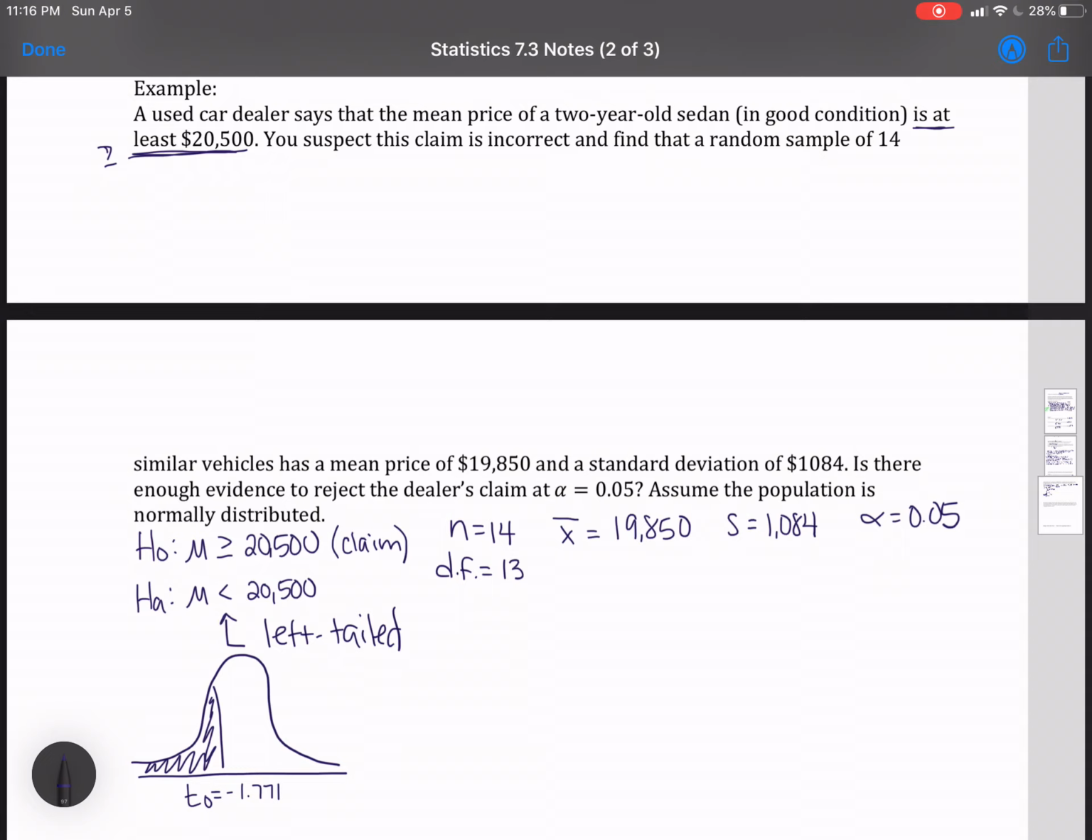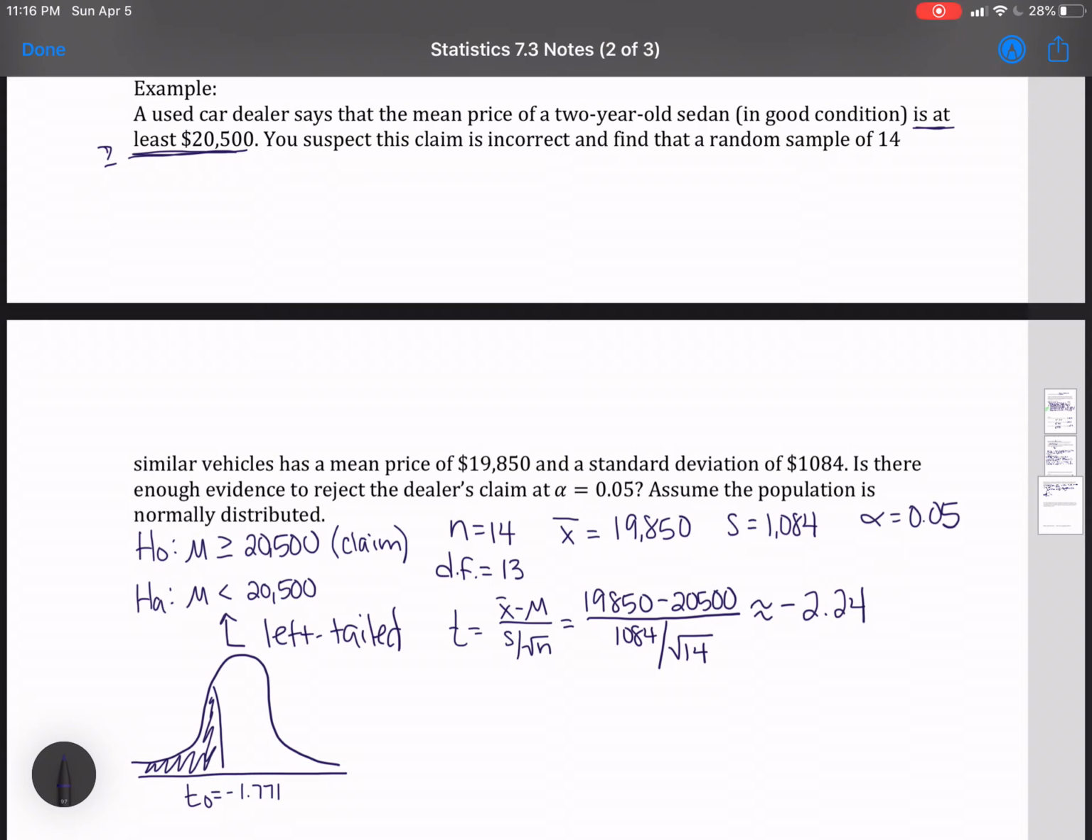So now we want to find our standardized test statistic. So t equals x bar minus mu over s divided by the square root of n. If we plug everything in, we have 19,850 minus 20,500 divided by 1,084 over the square root of 14. If you plug that in your calculator, and I rounded to 2 decimal places, make sure when you're doing your homework and your quiz you check to see if it wants it to 2 or 3. So we get negative 2.24.